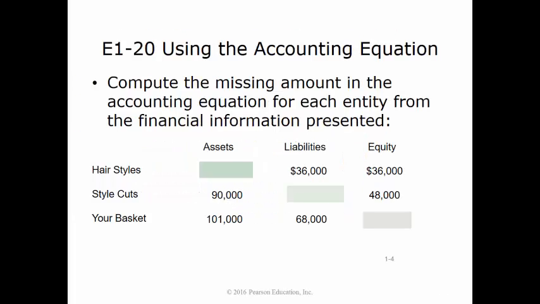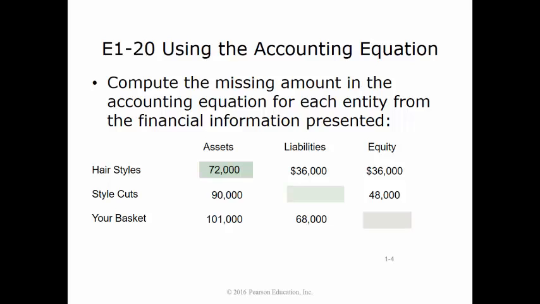This exercise is meant to determine if you understand the accounting equation. Remember that the accounting equation is assets are equal to liabilities plus equity. Then you can solve for the missing amounts. If you know that the liabilities are $36,000 and equity is $36,000, then the assets are equal to the sum of these two, or $72,000.